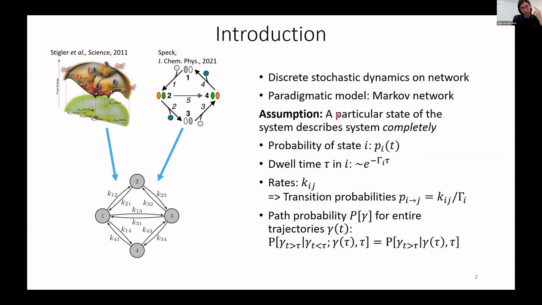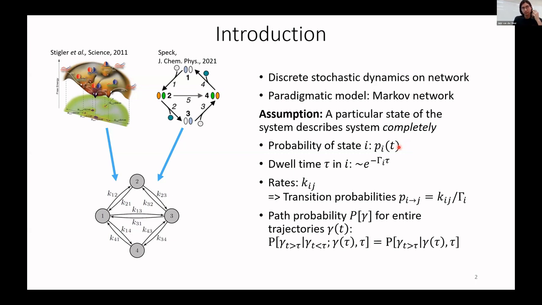And if you take this for granted, then you have the typical variables you're familiar with. You describe the probability of being in some state i, pi of t. The dwell times in this kind of state are then exponentially distributed. You have an escape rate gamma i. You have transition rates kij from state i to j. And these give rise to transition probabilities p from i to j. These are the probabilities that, given you're in state i, the next one will be j.